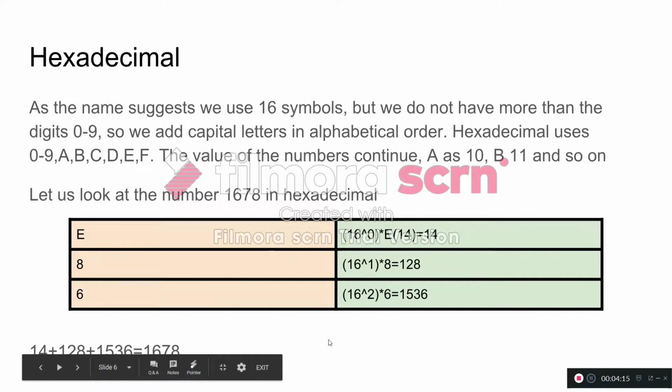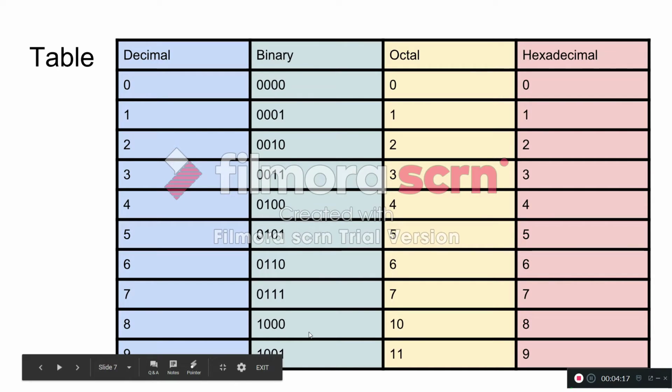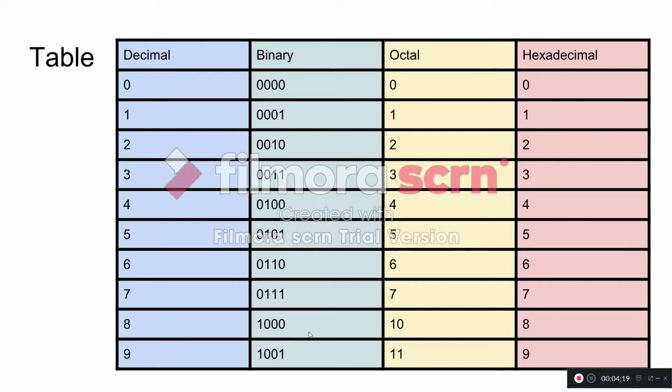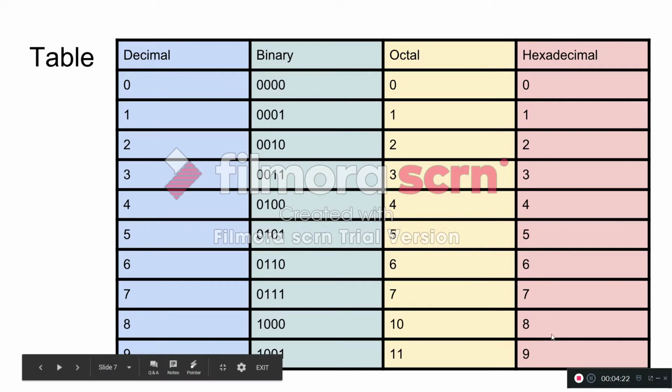1678. This is a table that you can use to compare decimal, binary, octal, and hexadecimal, even though you cannot compare hexadecimal extensively as we do not have the letters here.